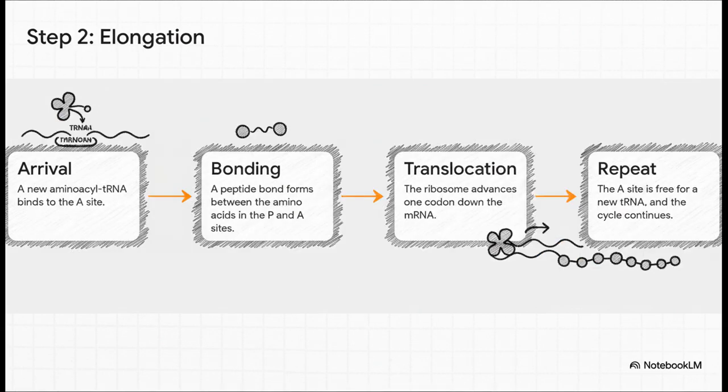Elongation is the main event, the repetitive cycle where the protein is actually built. It's like a three-step dance. 1. A new tRNA arrives in the open A site. 2. The ribosome forges a peptide bond, connecting the amino acid chain from the P site over to the new amino acid in the A site. 3. The whole ribosome moves one codon down the mRNA. This is called translocation. The empty tRNA is now in the E site and gets kicked out. The tRNA holding the growing protein is now in the P site, and the A site is wide open for the next one. And this just repeats over and over and over again.